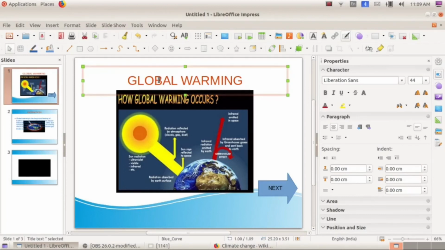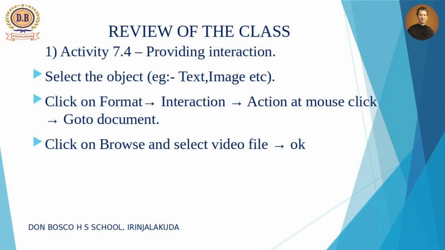So here comes activity 7.4 and 7.5, providing interaction. Interaction means it will take us to a new page or new object. Hyperlink means it will take us to the corresponding web page, information on the internet. So these are activities 7.4 and 7.5. Read your textbook activity points. Today we have discussed two main activities in chapter 7.